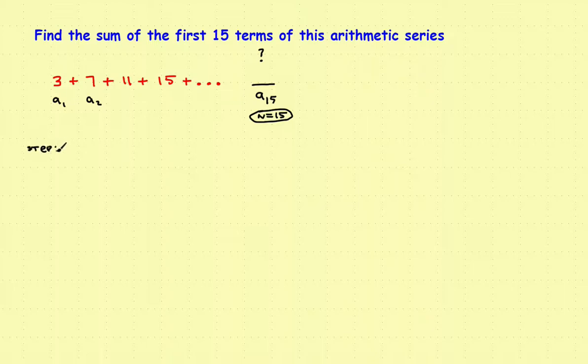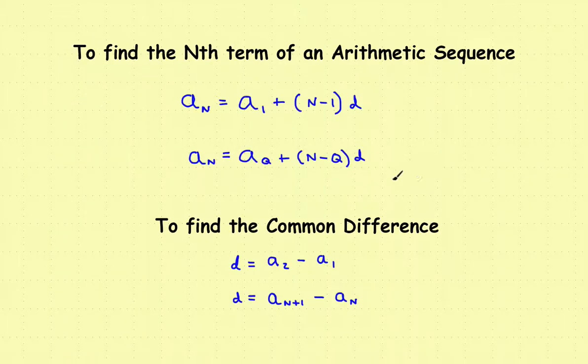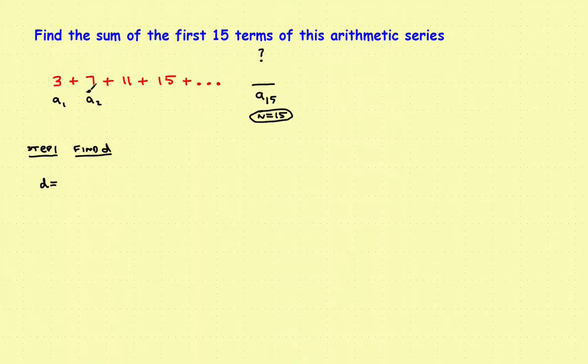So step 1 is to find the common difference. And again, just to remind you from the formulas, the common difference is just the second term minus the first term, or the difference in any two consecutive terms. So in this case, I'll just use these right here. I've got a sub 2 minus a sub 1. So in this case, that would be 7 minus 3, which would give me 4, and that's going to be the common difference. So the difference between this term is 4, the difference between this term is 4, and so on. The difference between all the terms is 4.